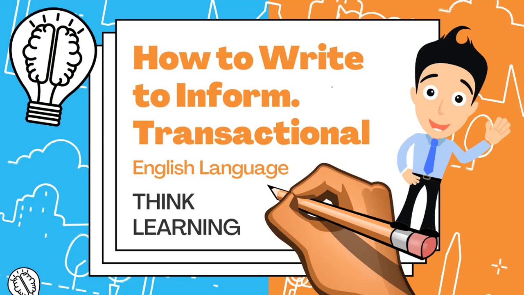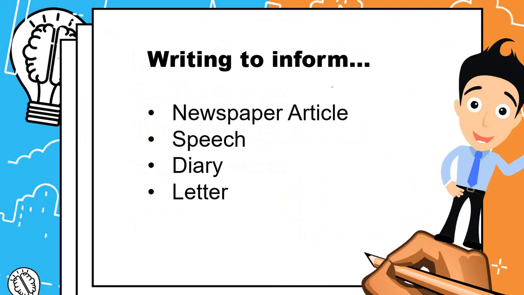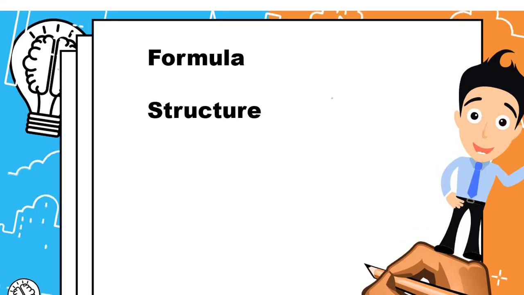Today we're going to look at how to write to inform. Transactional writing. So transactional writing, what is it? Well, transactional writing is our non-fiction, our realistic writing. So imagine you're writing a magazine article, a newspaper article, a speech, a diary, a letter. If you're doing AQA English, this would be question 5, paper 2 of the English language. If you're doing Edexcel or any of the other exam boards, you still have to be able to do transactional writing. So, how do we do transactional writing?